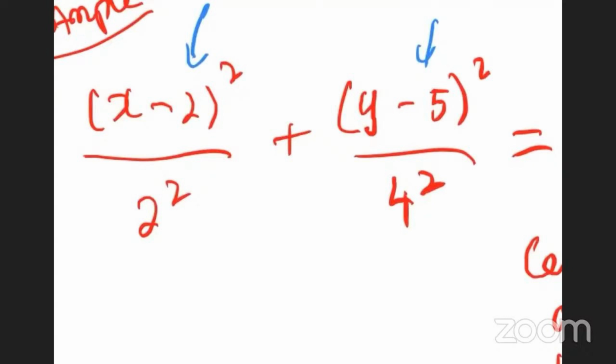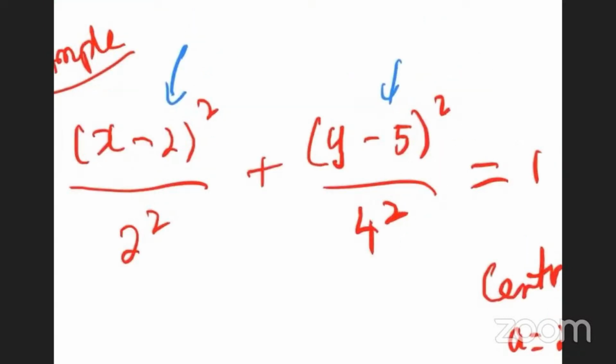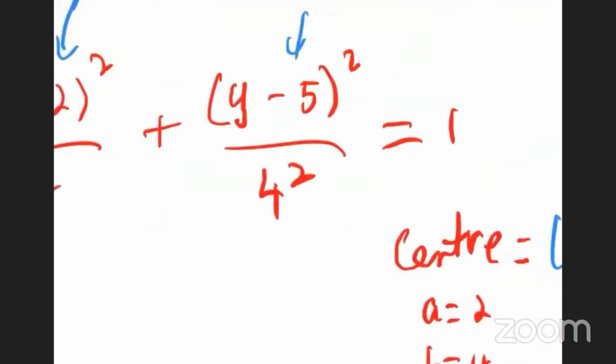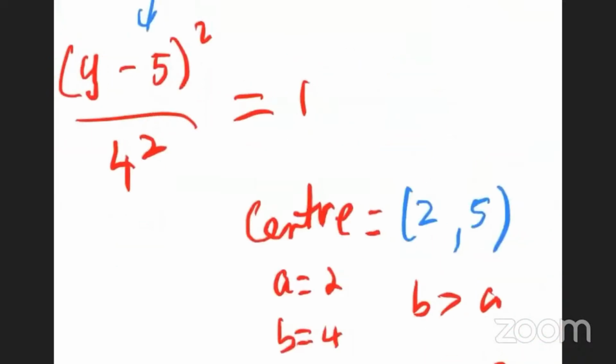All right, so let's take a look at this one here. Right, we'll do this one together. X minus 2 all squared on 2 squared, Y minus 5 squared on 4 squared is 1. First thing you have to make sure the right-hand side is 1. Right, so we're good to go. What is the center here, Shivish? Positive 2 and 5. And the major axis is what? X or Y? Y.